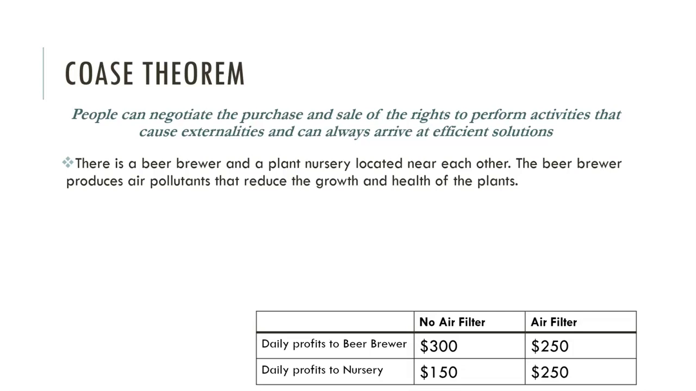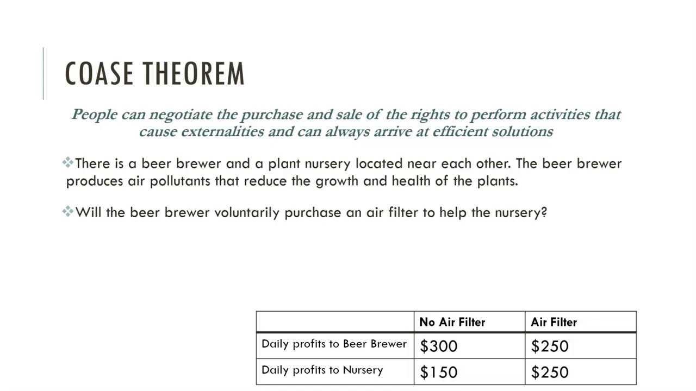In this example, we have a beer brewer and a plant nursery that are located near each other. So the beer brewer is producing air pollutants, from the fermenting or whatever process for making beer, and it hurts the plants. So the plants don't like this stuff. It just makes them not grow as well. Some of them are unhealthy. And we want to know, will the beer brewery voluntarily purchase an air filter to help the nursery?